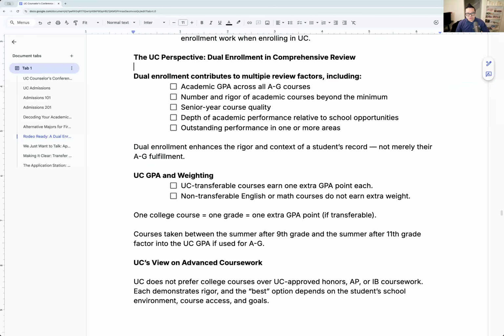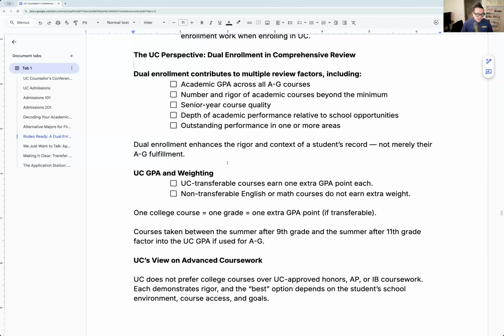Okay. Dual enrollment gets factored into everything as well. For the UC GPA, it's one class, 1 point. So if you take a fall class, it's not 2 points, it's 1 point. If you take a class in the fall and in the spring, that's 2 points for that year.